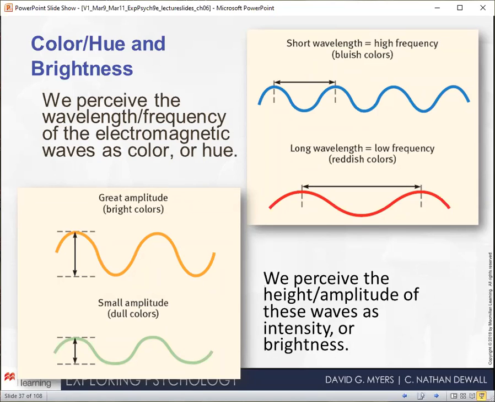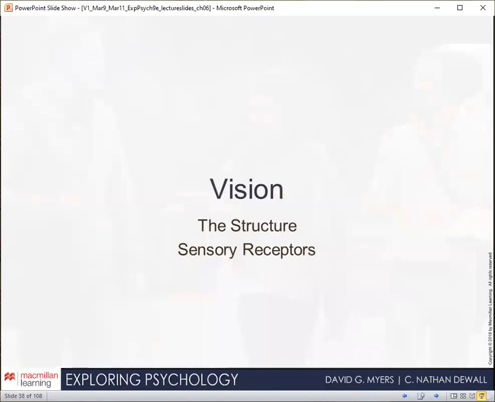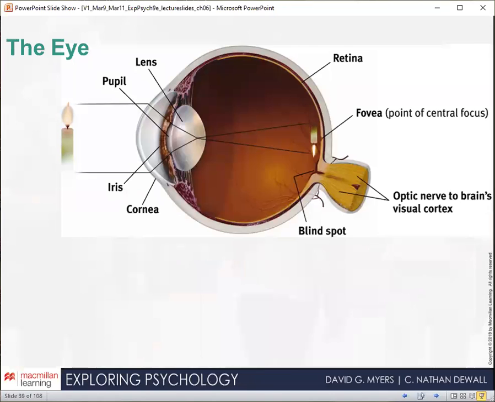So we have these stimuli out in the environment, and so we need to have sensory receptor cells that have the capability to detect, to receive these electromagnetic waves, this light, and then transduce it into something that we can actually use, that neural impulse. So we start by looking at the structure and the sensory receptors. So vision, the structure, and the sensory receptors. The organ that we always talk about is going to be the eye. All right, so this is the eye, and these are the structures of the eye.